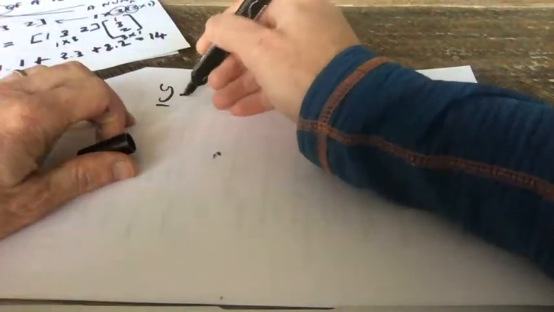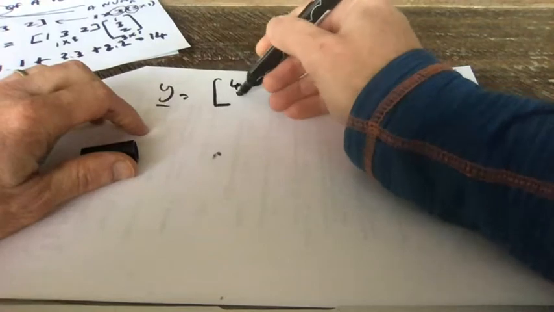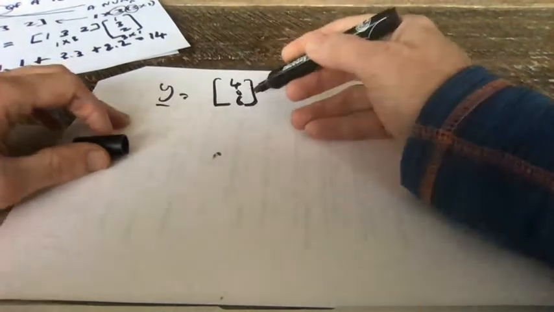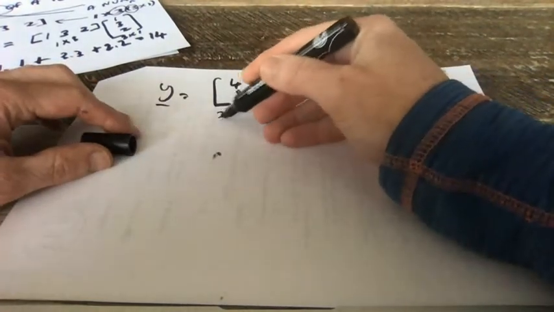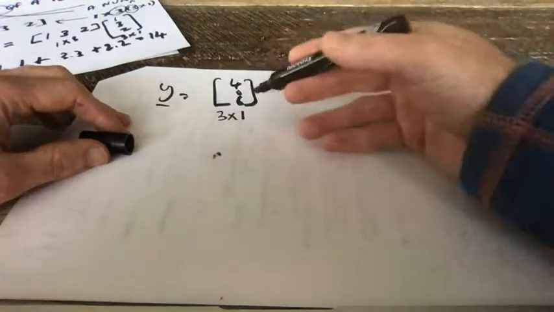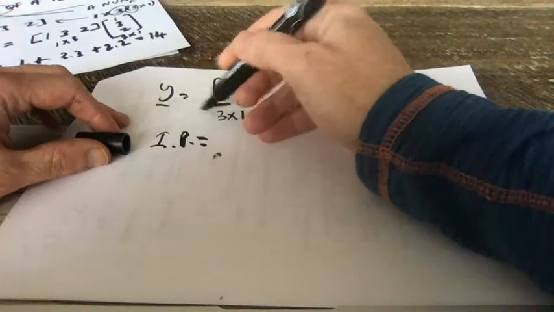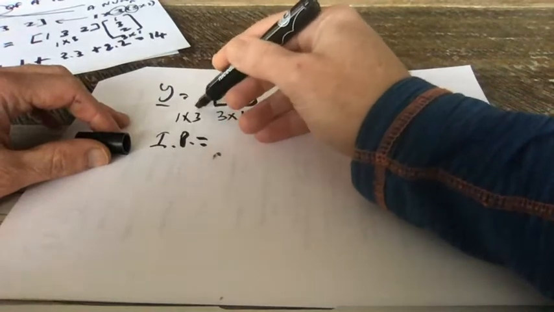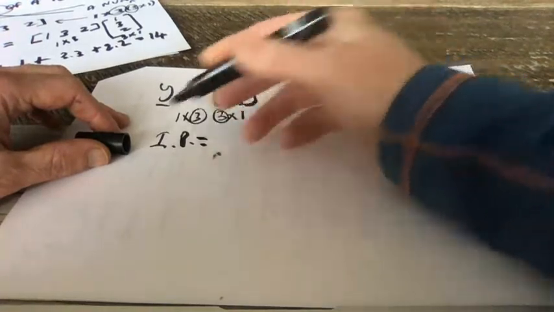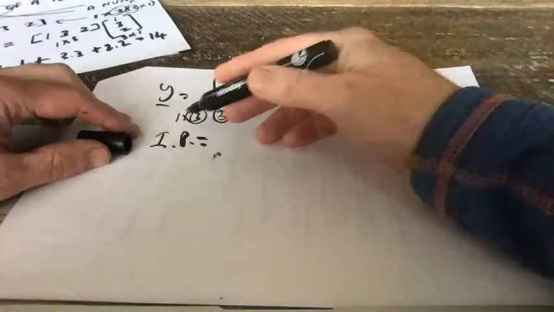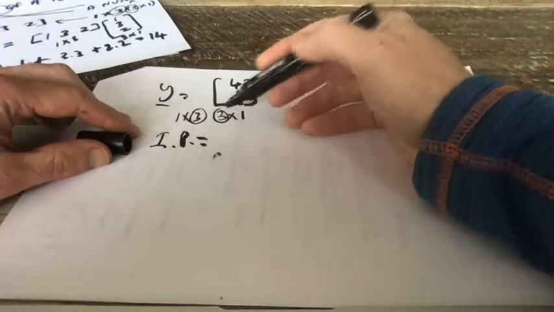If you look at y, remember y was 4, 0, 6. So y, in this case, folks, has 3 rows, 1 column. It's a 3 by 1. So if we want to get the inner product of y, we want to multiply that by a 1 by 3 matrix, because these two numbers are the same, and then we get 1 by 1.